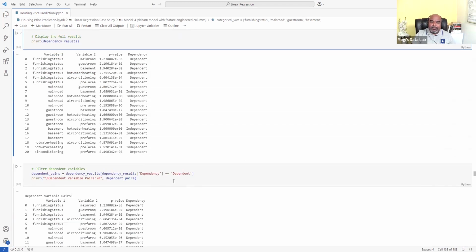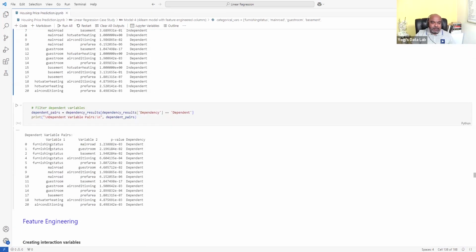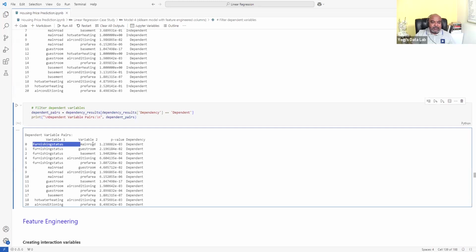I've filtered out all my dependent columns and it shows me that furnishing status is dependent with main road, guest room, basement, air conditioning, preferred area. Main road is dependent with guest room, air conditioning, and preferred area. Guest room has something and so on. So I know that these are the pairs which I can use to create my features for feature engineering.